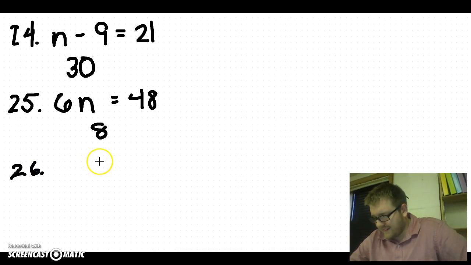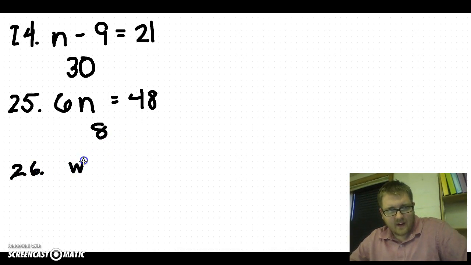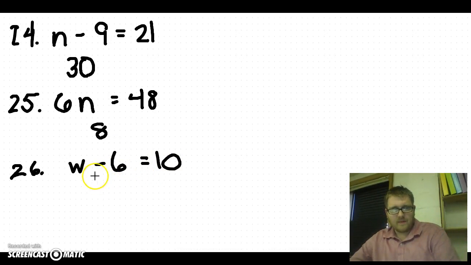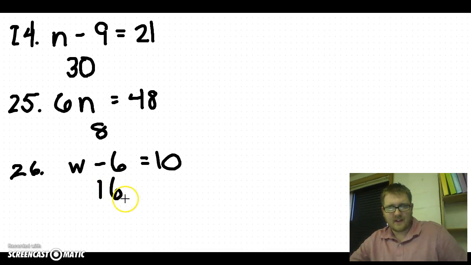For number 26, we want to try to figure out w minus 6 equals 10. What is w? Well, what minus 6 gives me 10? It's going to be 16. Anything else will not give me 10.